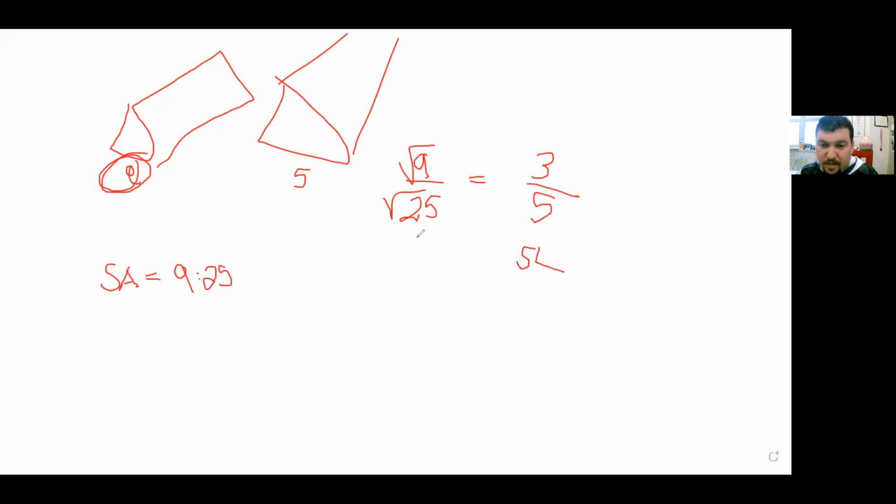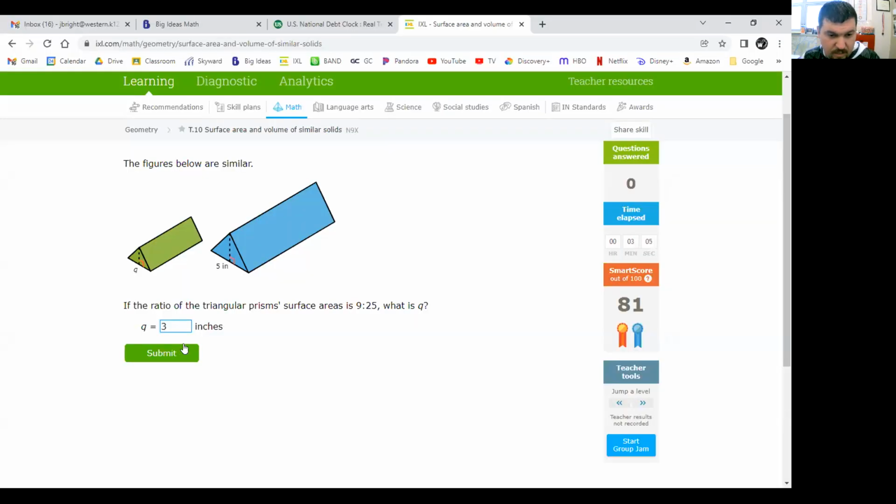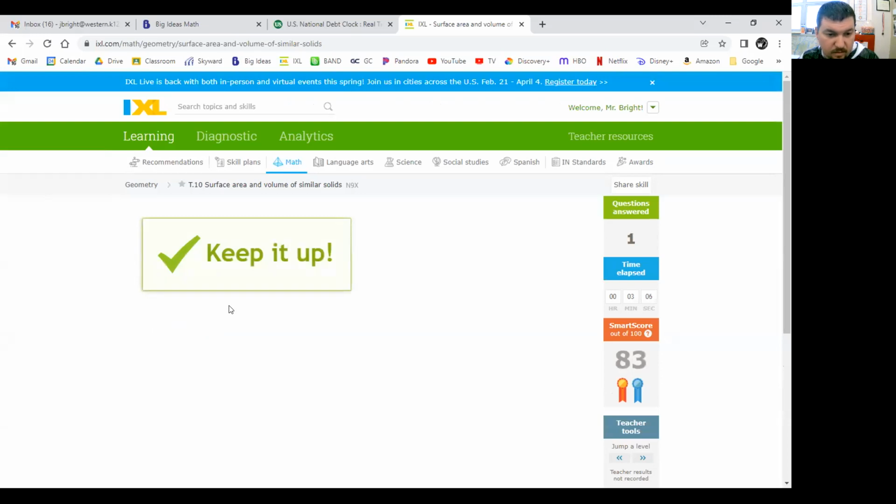So we went from the area ratio to the side length ratio. And now I know that 3/5 has to be equal to, going back to the first shape, Q over 5. Well, it's pretty obvious now what Q has to be. Q would have to be 3 for this ratio to be consistent. And so we could close that, type in 3, and move on.